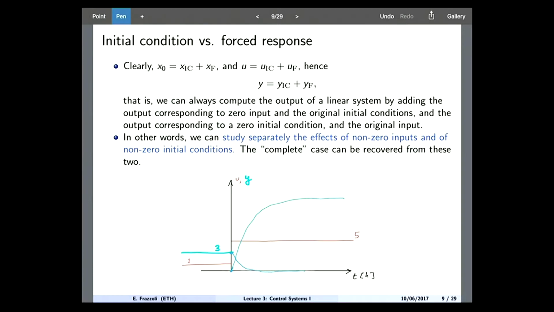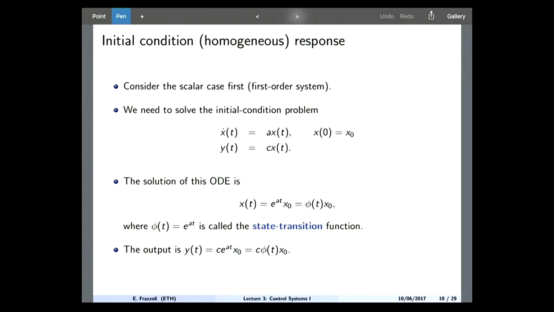So let's look at how you can actually compute these two curves. The initial condition response is also called the homogeneous response. We have to solve this initial condition problem, right? So we have an ODE with an initial condition. The ODE is x dot is equal to Ax.